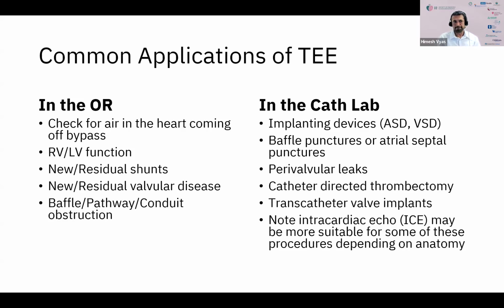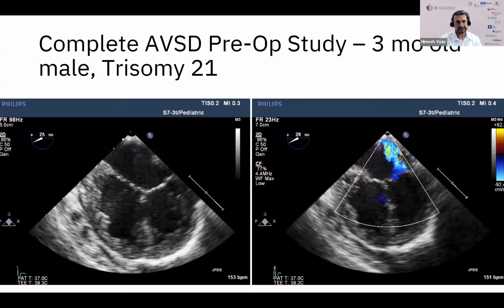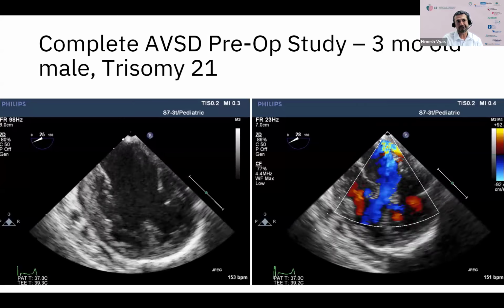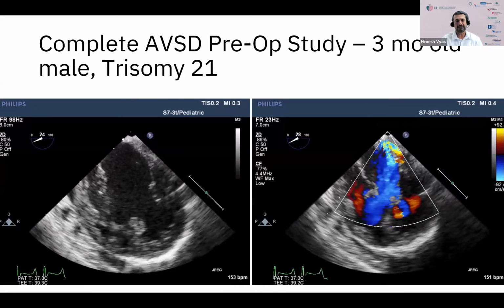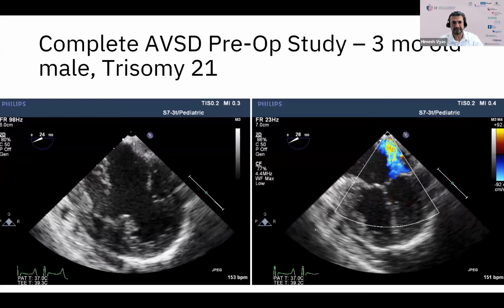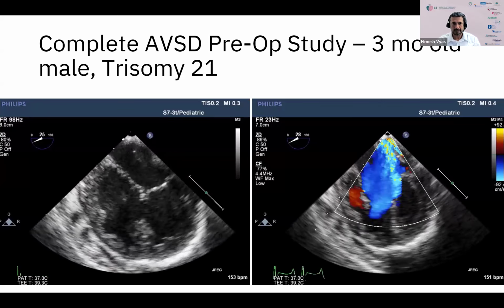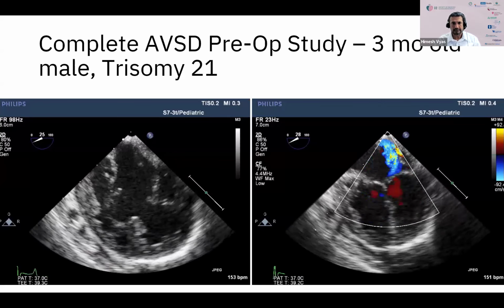So some of the applications in the OR that we touched upon. Here's an example of a patient who has a complete AV septal defect, a preoperative study, 3-month-old child with trisomy 21, very large primum ASD and a large inlet VSD, single balanced complete AV canal. This patient post-op study after a 2-patch repair.